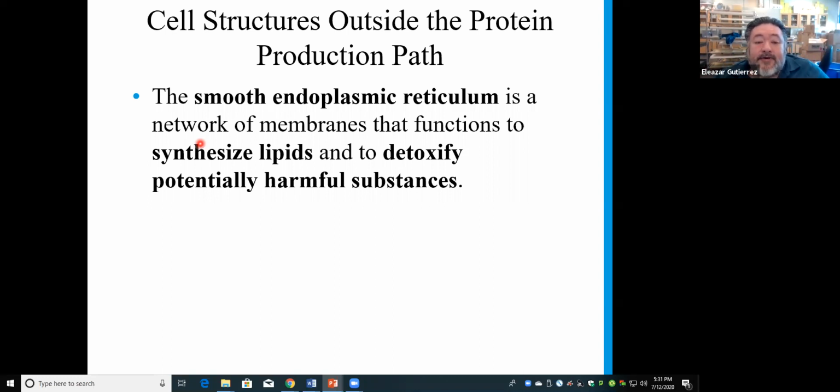Okay. So what this means is that the smooth endoplasmic reticulum is always producing lipids for membranes, both inside the cell and for the plasma membrane, that allow these membranes to identify themselves to each other and to our immune system. Okay, so this smooth endoplasmic reticulum is very important for the synthesis of these lipids. It's also responsible for the detoxification of harmful substances.